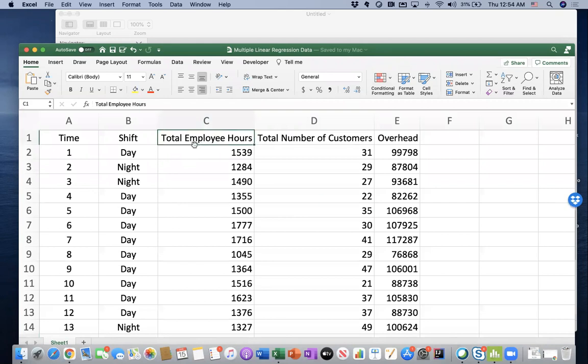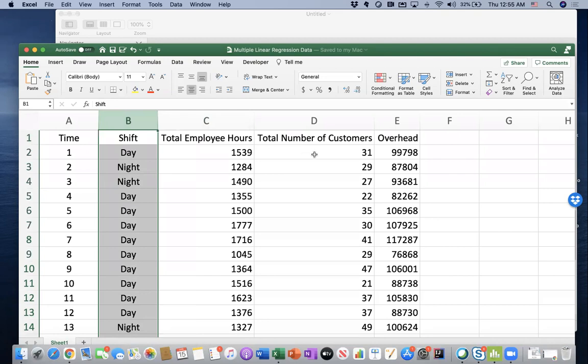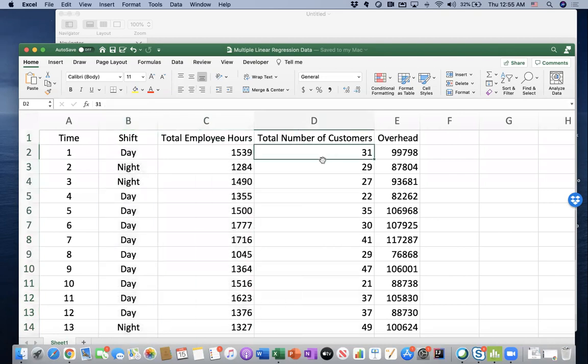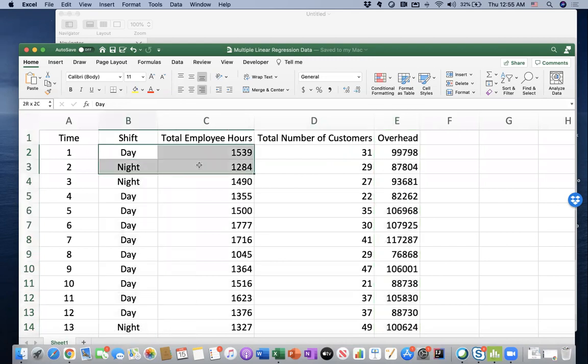For example, here we do have in the C column total employee hours that they put in during a shift, whether it's a day shift or night shift. And then we also know for that specific shift, the total number of customers that they served. And this column E stores the overhead cost that they observed during these shifts, okay?